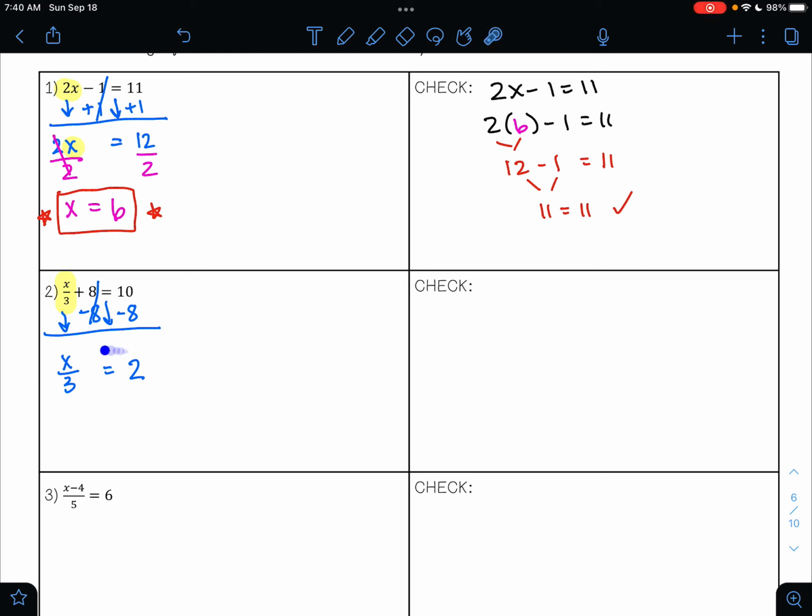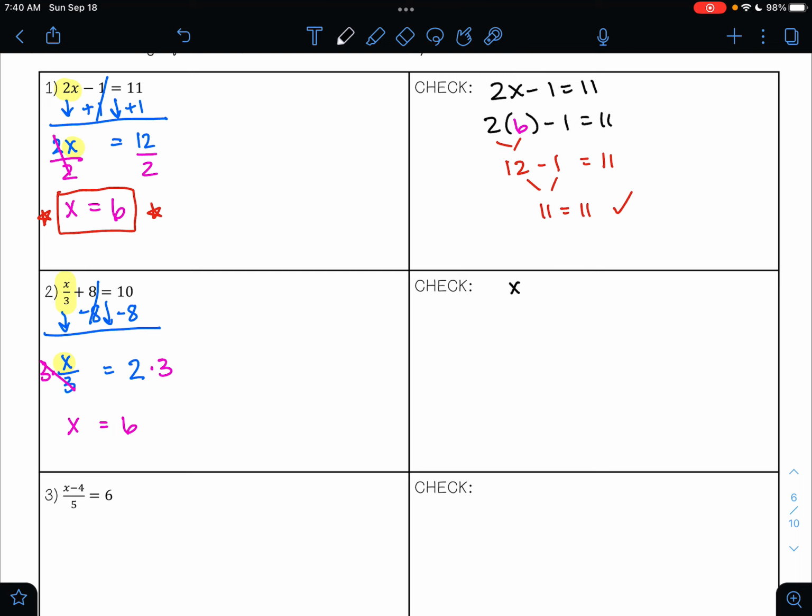So now we have this new equation, x divided by 3 equals 2. Our goal is to get x by itself. What operation is happening to x right now? Division. How do we undo division? Multiplication. So I'm going to begin by multiplying both sides by 3. 3 divided by 3 is 1, so that just leaves me with 1x, which is the same thing as x. And 2 times 3 is 6. So here we got the answer of x is equal to 6.